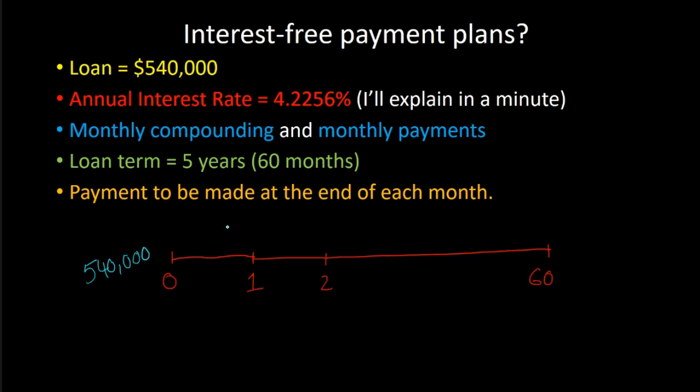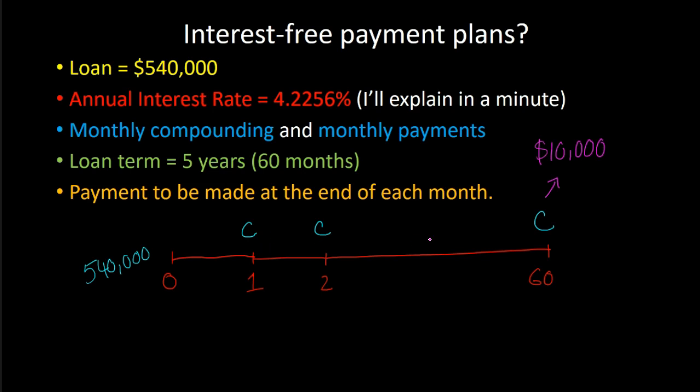And what you're being told is that you're getting a $540,000 loan over here, and you have to make constant payments of, say, C here, and then another C here, all the way out till 60 months. Now, if somebody asks you, what is this monthly payment you would need to make? That, as it turns out, is a fairly simple exercise in loan amortization, and so I have a separate video on that, but it turns out that this amount will come out to about $10,000.